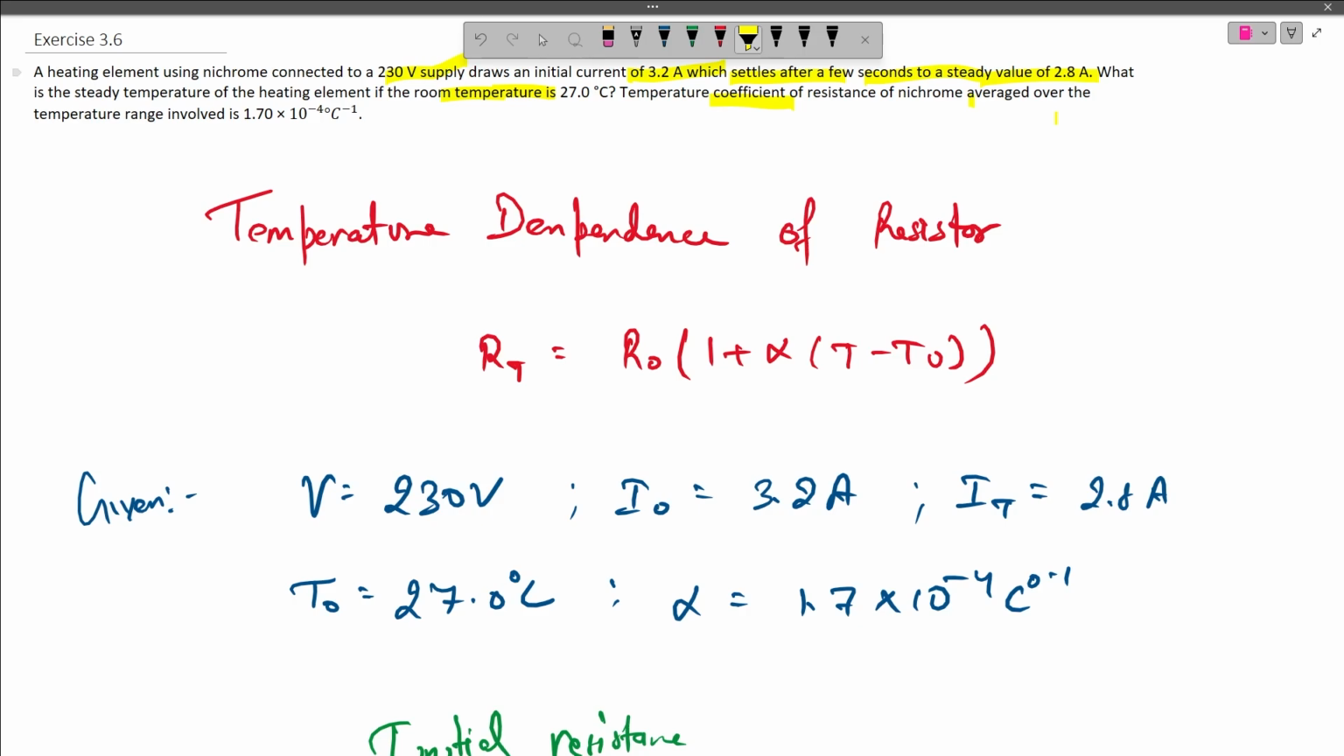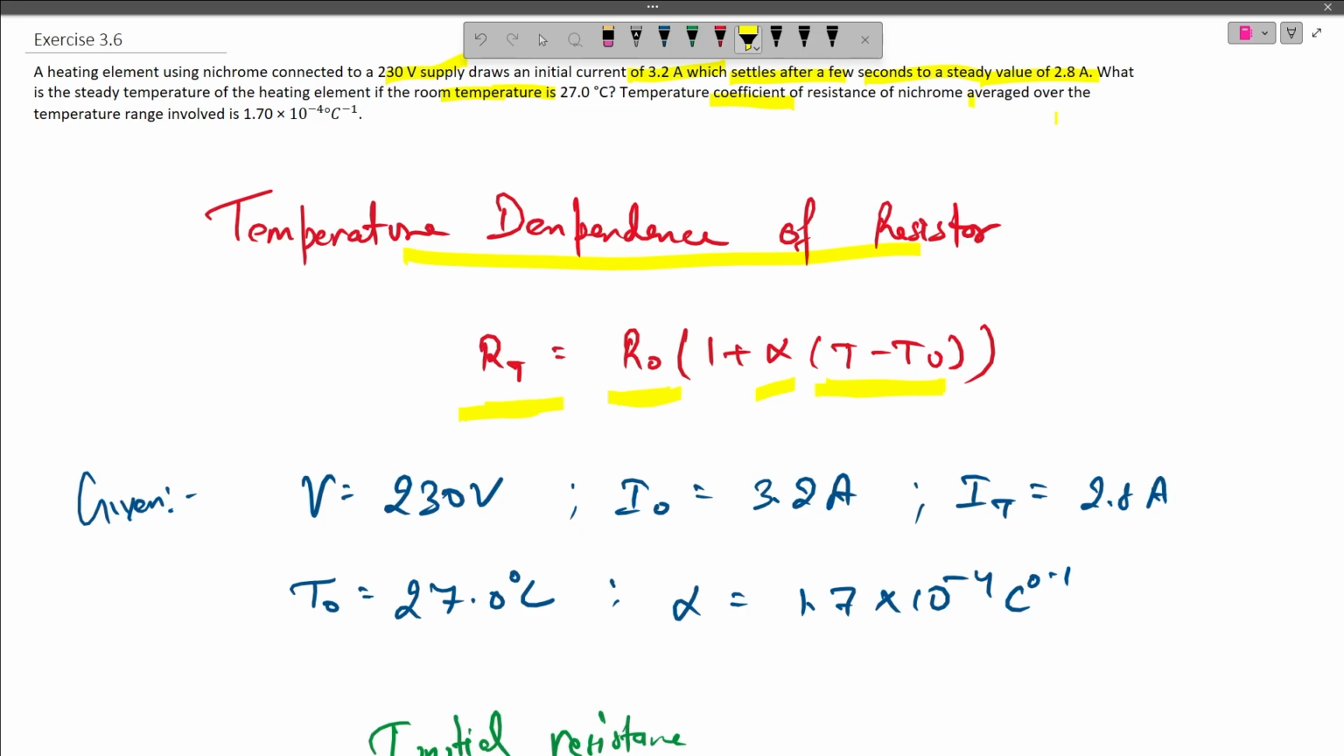Now this question is using temperature dependence of the resistor, which is given by the mathematical formula R_T, resistance at temperature T, equals R naught, that is the reference temperature resistance, multiplied by 1 plus alpha, that is the temperature coefficient of resistance, multiplied by delta T, or final temperature minus initial temperature, or the reference temperature.